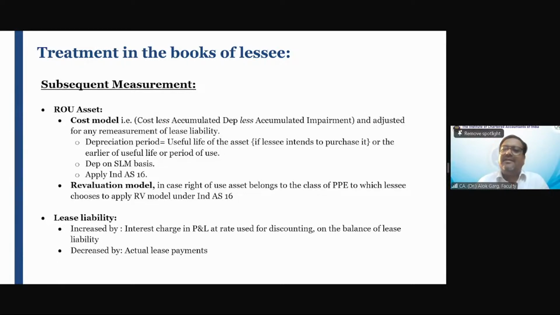10 years, right? So friends, ROU asset needs to be depreciated over the useful life of the asset or lease period, whichever is lower or higher. If the lessee is going to purchase the asset, over the useful life of the asset. If the lessee is not going to purchase the asset, then earlier of useful life or period of use.